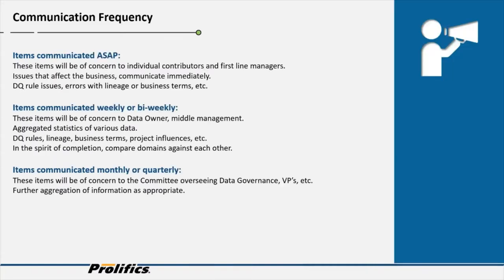Communication frequency. If you have an issue with a data quality rule, data lineage, or something's coming at you, you want to get in front of that data steward, get the subject matter expert on board, and you want to get in there and figure out what's going on. Bi-weekly communications, you want to let the data owners know on a periodic basis what's going on, summarize it, aggregate it, and then as far as the committee at the very highest level, have them take a look at how your overall program is going. Next slide, please.